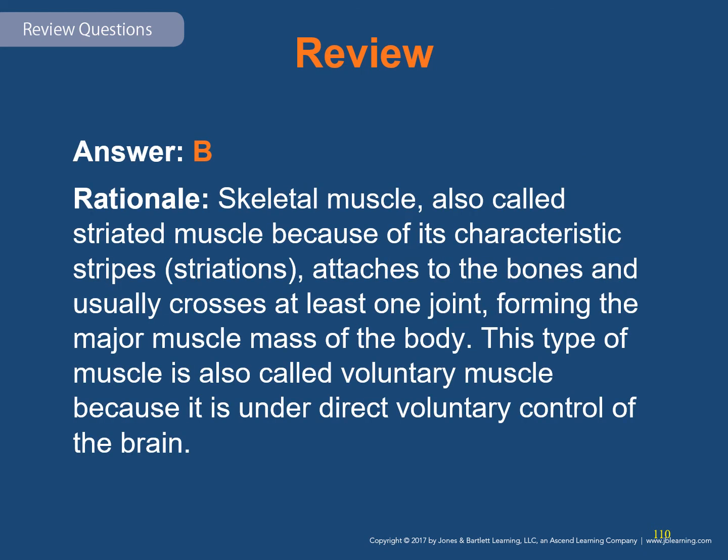Skeletal muscle, also called striated muscle because of its characteristic stripes or striations, attaches to the bones and usually crosses over at least one joint, forming the major muscle mass of the body. This type of muscle is also called voluntary muscle because it is under direct voluntary control of the brain.